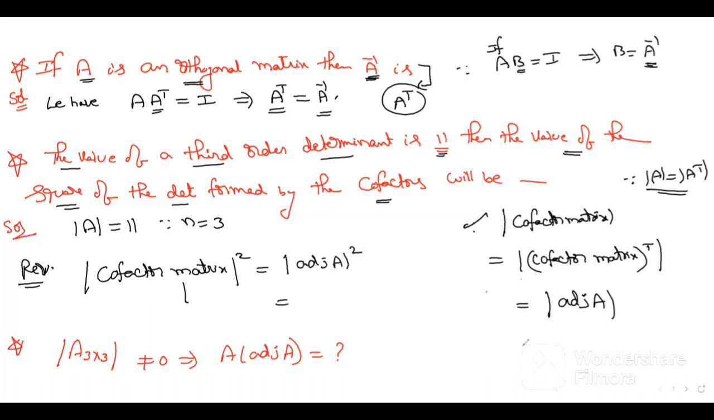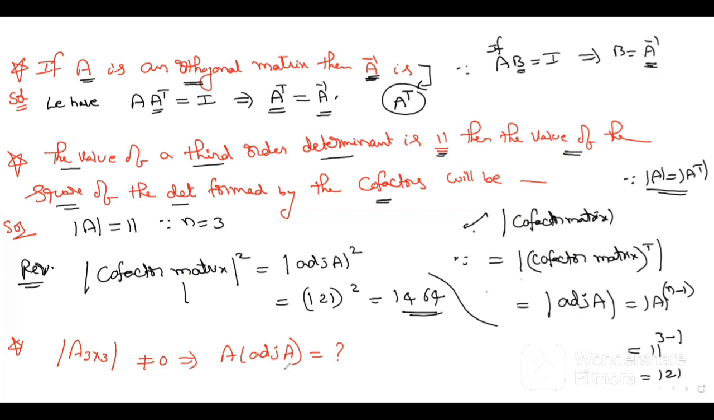Okay, we have determinant of adjoint of A, one formula: determinant A power n minus 1. If determinant A value here, what is given? 11 given. 11 to the power n value, how much worth? 3 minus 1. N value 3, 3 minus 1. What we get here? 11 square is 121. So determinant of adjoint of A, we have got 121, 121 whole square. So 121 whole square is equal to how much value? 14641.